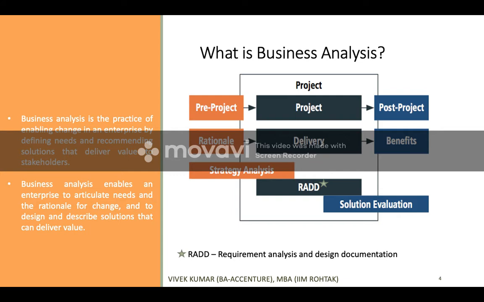Now, every project has three phases, whether it is a IT or a non-IT project. The first phase is pre-project, then we have the project phase, and finally the post-project. In the pre-project, we discuss the rationale behind taking that work because a lot of money, a lot of resources gets invested in the implementation of any project. That's the reason the rationale need to be very clear in the beginning itself.